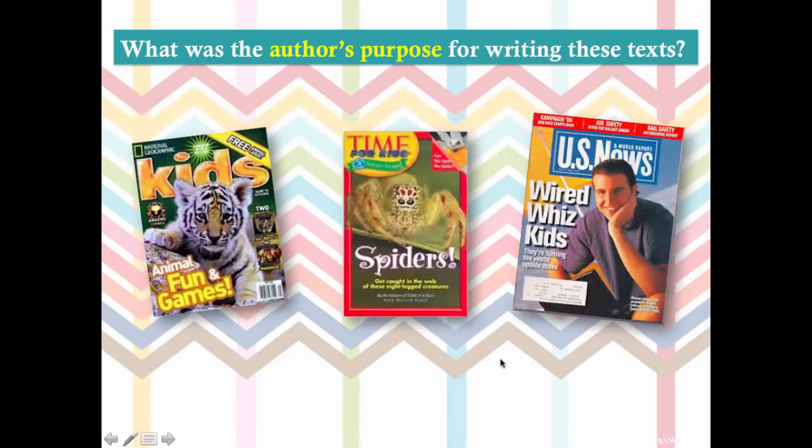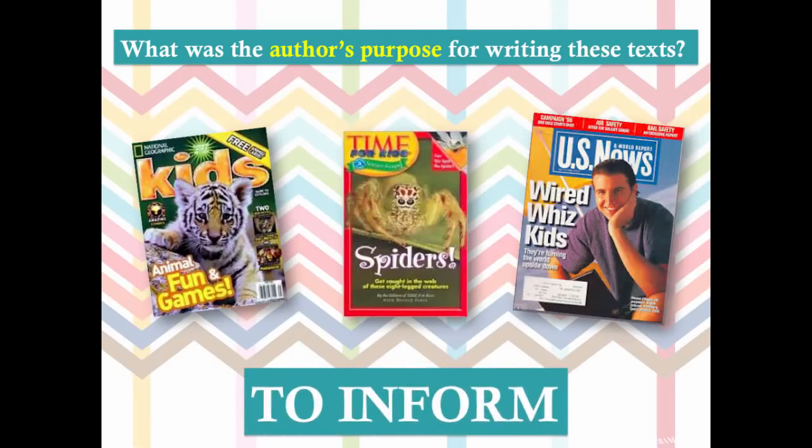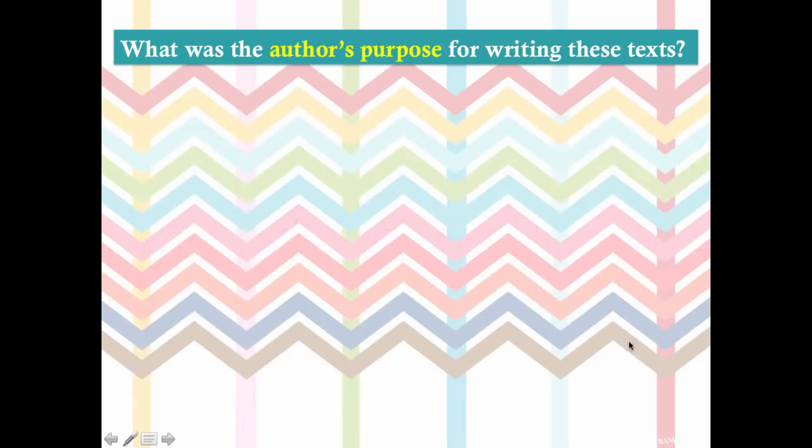So I want you to pause the video and write down what you think the author's purpose was for writing these texts. Remember to think about P.I.E and then choose persuade, inform, or entertain. Pause now. Okay, did you figure it out? The author wrote to inform. You're getting information when you read articles that have facts about animals or about spiders right here. Or if you're reading news articles, you're getting information. Good job.